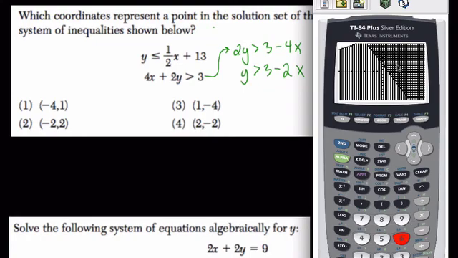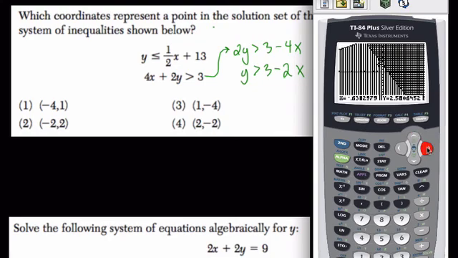So anything in the first quadrant seems like it's going to work. 1, -4 doesn't seem like a very good candidate. Well, sorry, -4, 1 is definitely over here somewhere. You can just scroll through to kind of see what's happening. It's definitely not the answer. -2, 2 is also, you can see on the graphing calculator, not going to work. So our choices are 1, 4, and 2, -2.